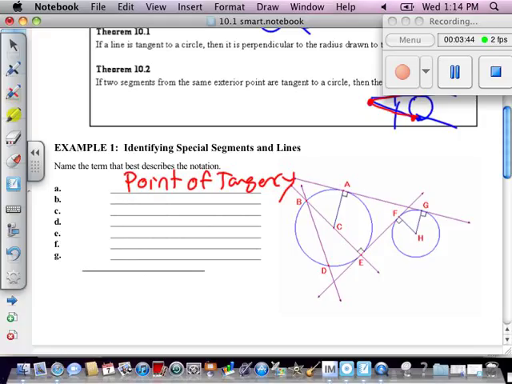What's that word after point of? Point of tangency. Can we just put POT? Yes. F to E. Common tangent.